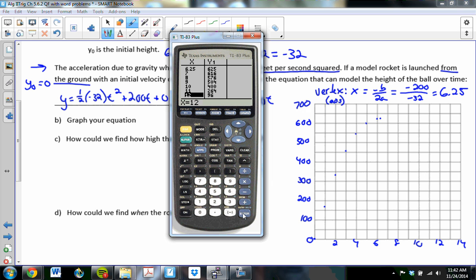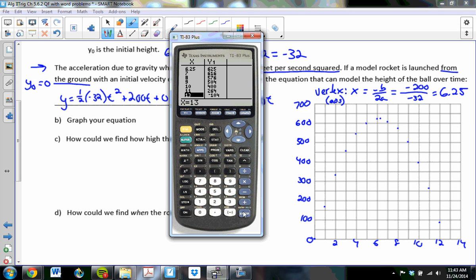Seven is 616. 8 is 576. 9 is 504. 10 is 400. 11, 264. 264 is going to be right about here. And 1296. Go a little bit more. I think 13 should put me at negative at this point.